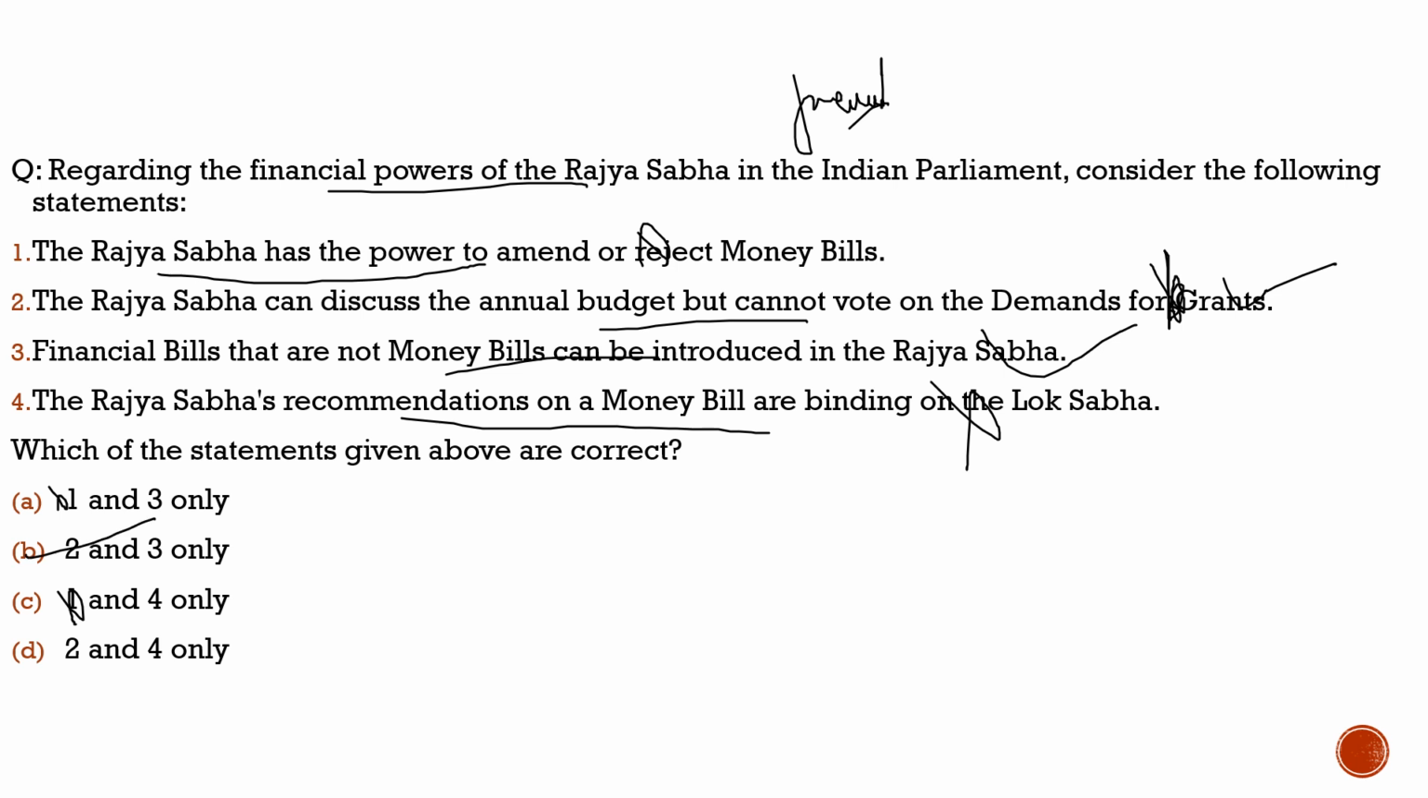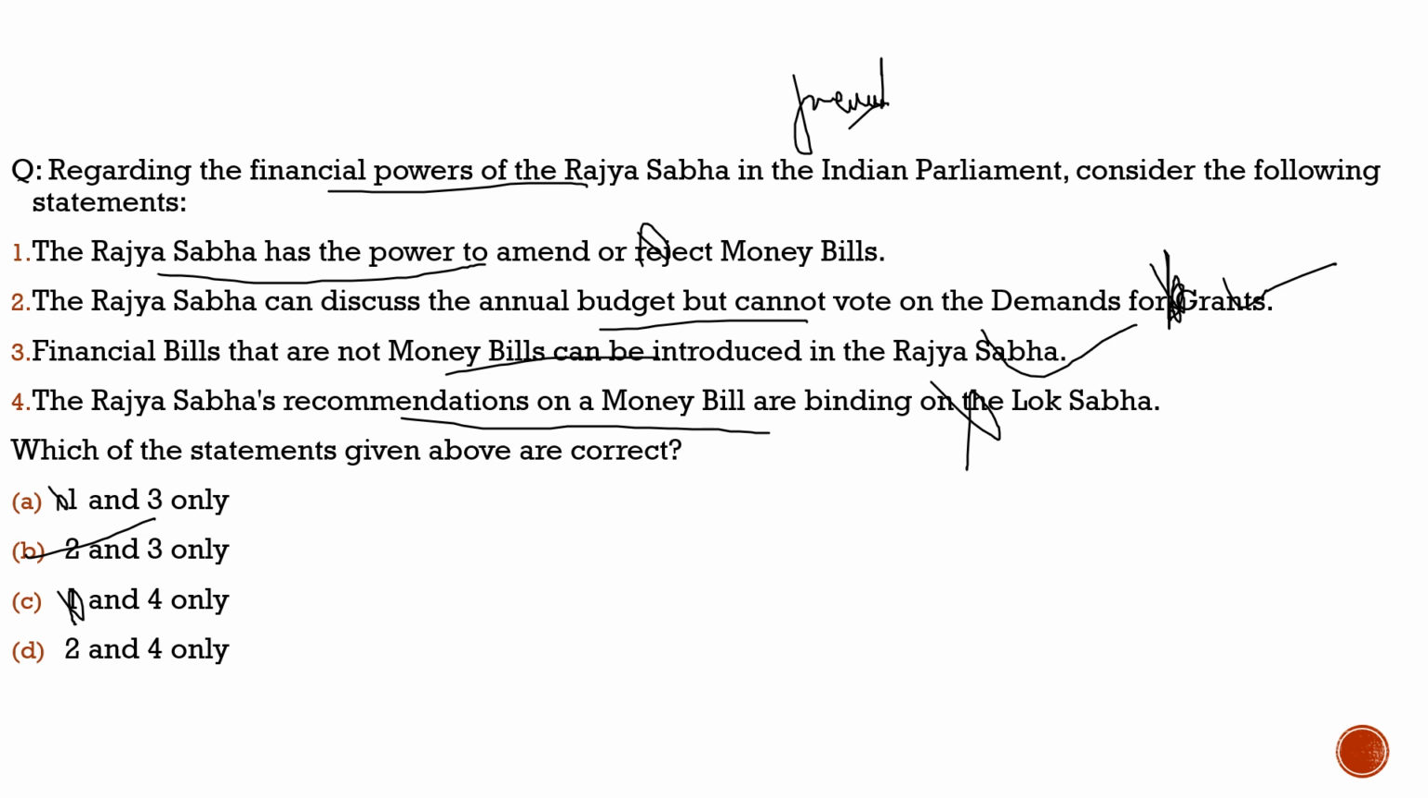With this, I hope you had understood the question. It has power with respect to the financial bills. With respect to the annual budget, it can discuss but cannot vote on the demand for grants. So please do remember these points. These could be very much important for your prelims exam.